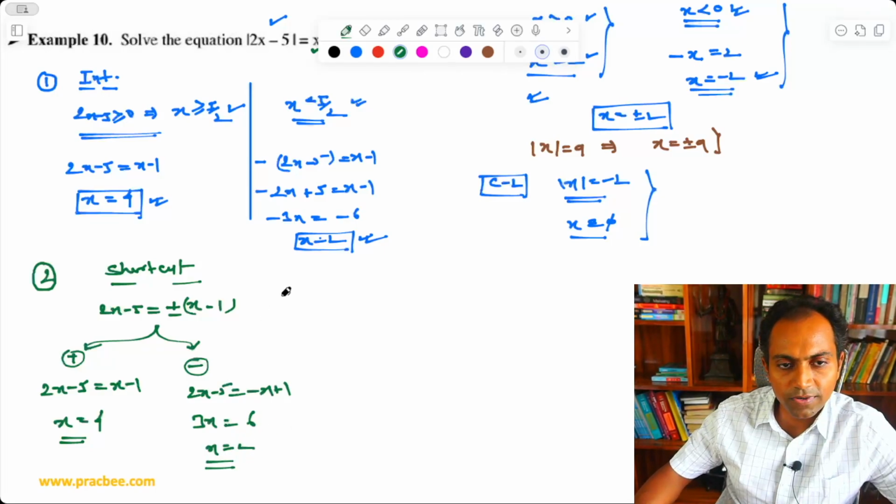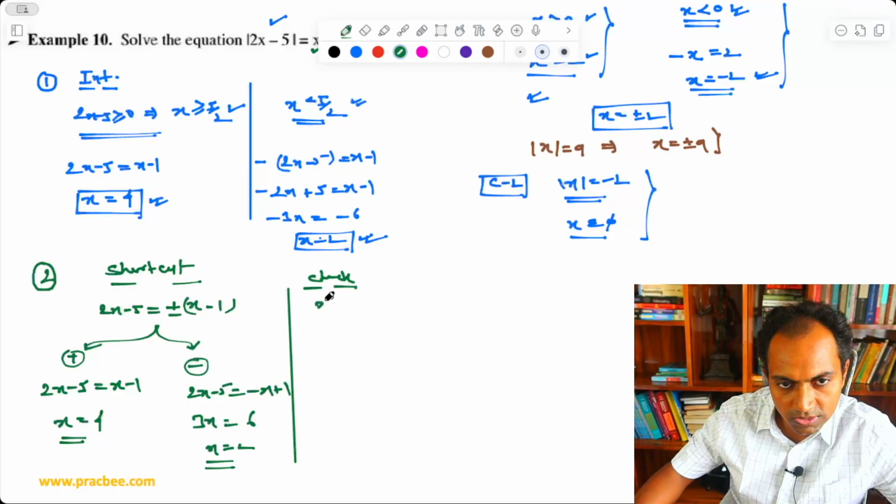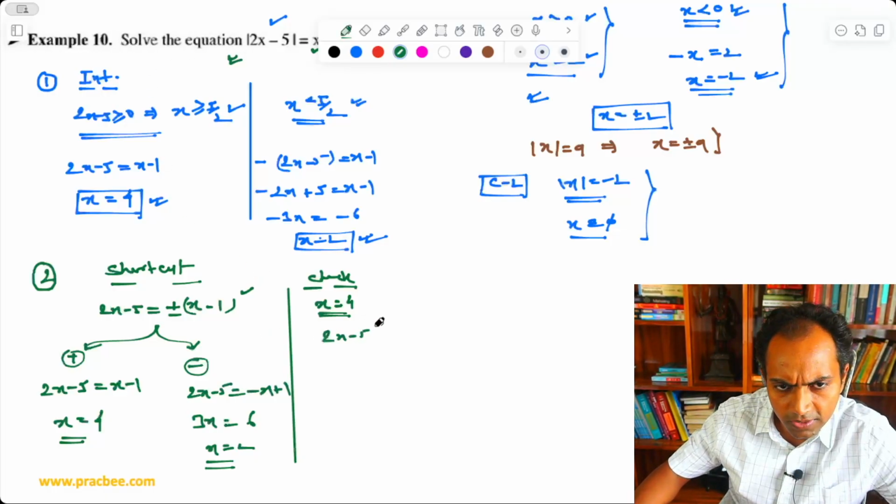Now this is not where the question ends. There is going to be and there should be a next step that I am going to call check. So you need to check your answers. What you are going to do is take the first answer, that is x equal to 4, and put it in the original equation. I am not going to put it here, I am going to put it in the original question, that is |2x minus 5|. Now this should come out equal to x minus 1.